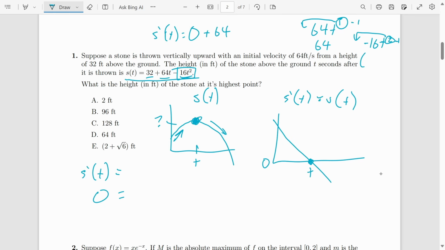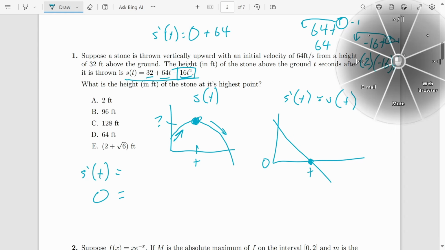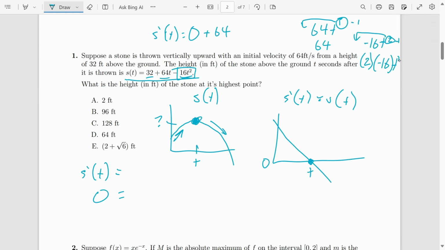So we're going to have 2 times negative 16 times t to the 2 minus 1, which is the first power. So this is going to be 2 times negative 16, which is minus 32, times t to the first power. And that is our derivative. We can forget about the 0. So we're going to rewrite that over here: 64 minus 32t is our first derivative of the position function, which, by the way, equals the velocity function.